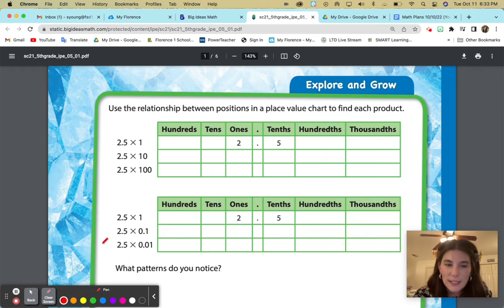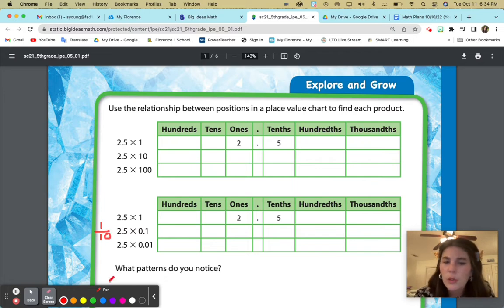So obviously we can see 2 and 5 tenths times 1. That multiplication property of 1 says you're going to get the exact same value, 2 and 5 tenths. Now, when I move to 2 and 5 tenths times 1/10, that's not a whole number power of 10. That's a decimal power of 10. Well, because it's 1/10, when I look at it this way, remember we can also write it as our fraction form as 1/10.